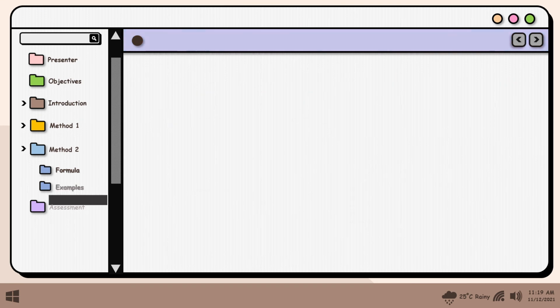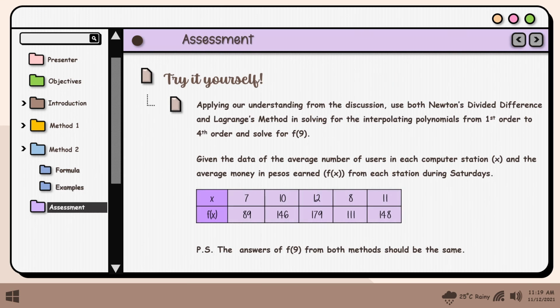Now, for the last objective of our discussion. Try it yourself through an assessment. Applying our understanding from the discussion, use both Newton's divided difference and Lagrange's method in solving for the interpolating polynomials from first order to fourth order and solve for f of 9. Given the data of the average number of users in each computer station and the average money in pesos earned from each station during Saturdays. Here's a tip. The answers of f of 9 from both methods should be the same. Feel free to pause the video and try it on your own.